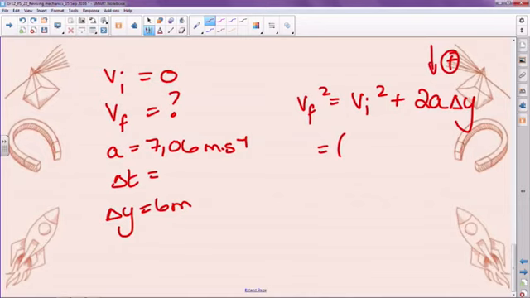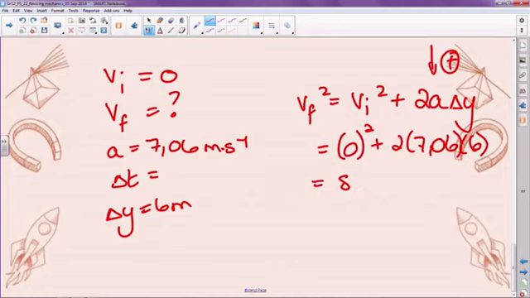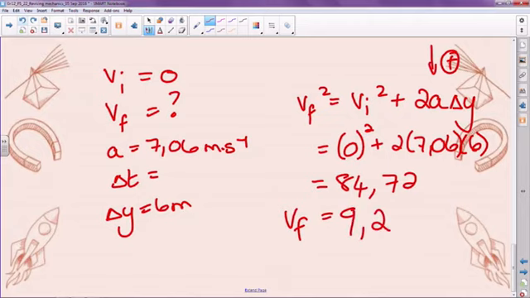VF is what I'm looking for, so that's 0 plus 7,06 times 2 times 6 as well. And we get 84,72, which then you square root. So let's take that out. 84,72, which we square root, and we get 9,2 meters per second. Great. Now the next question really is so simple.